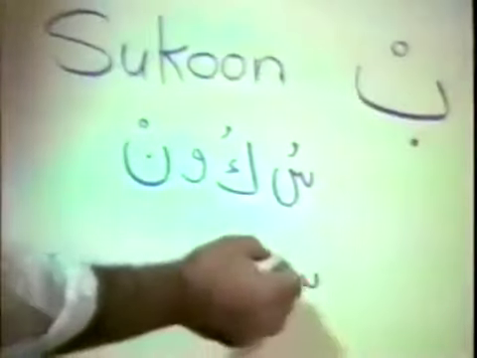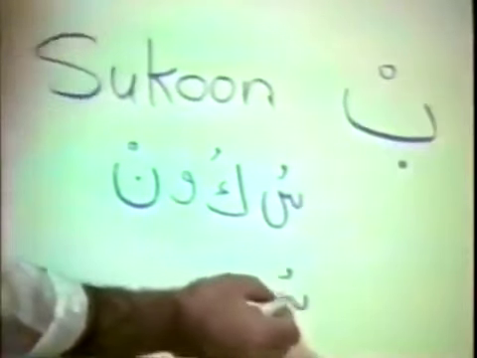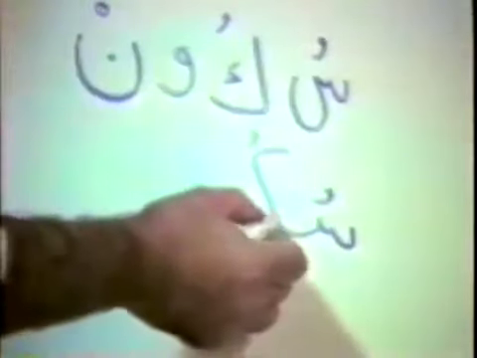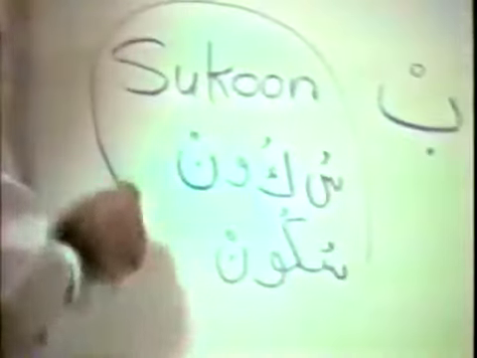When connected, it will look like this. This is the sa. Put a comma on top of it, or a damma, makes it su. And this ka in the middle of the word looks like this, with a damma on top of it, and then the wa looks like this, and the noon, sukun. So this is the name of this vowel. Sukun.